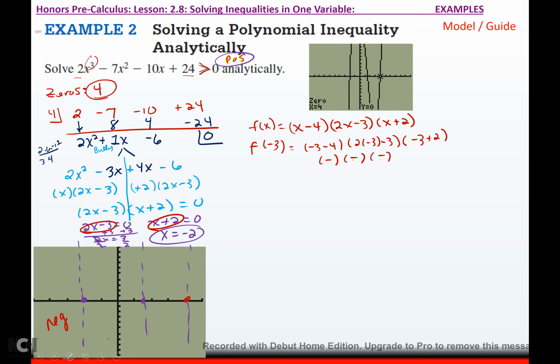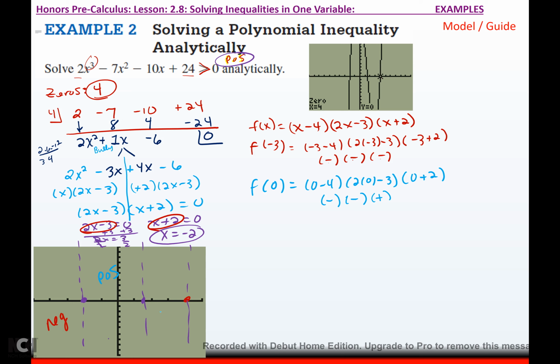I'm going to pick something in between. 0 is in between, so I'm going for 0 because it's always easy. So if I do f of 0, I'd have 0 minus 4, 2 times 0 minus 3, 0 plus 2. That's going to be a negative. 0 minus 3 is a negative. That's a positive. A negative times a negative is a positive, times a positive is a positive.